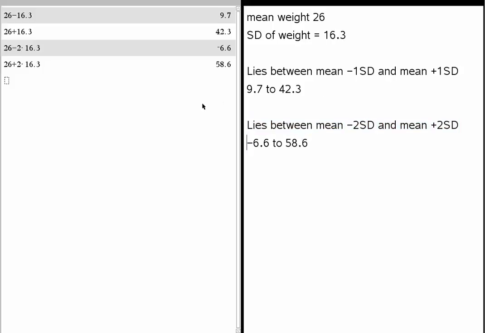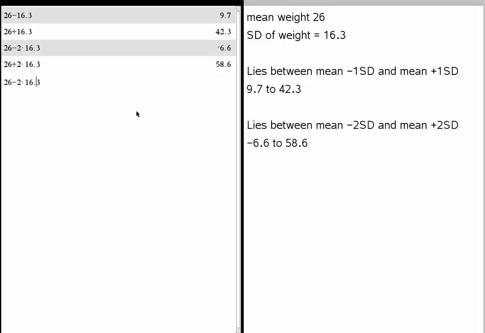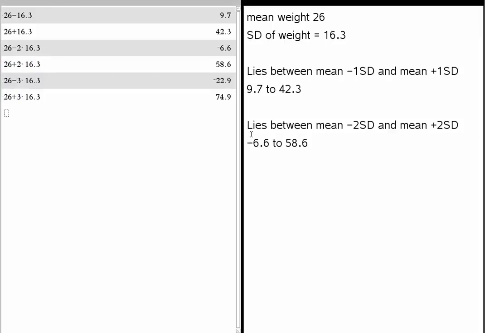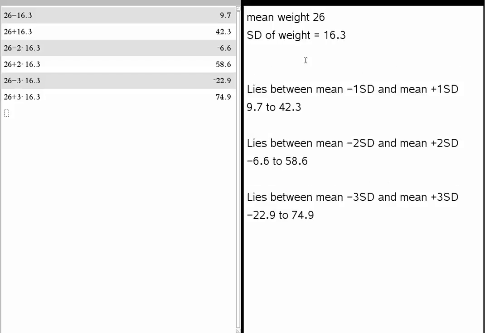Okay, now we're going to get the last one done. The last one, if we change the 2 to a 3, and this 2 to a 3, we get the last set of data. All right, so in the final case, I'm just trying to find the boundaries of it. And we found out that this was negative 22.9 and that this was 74.9.